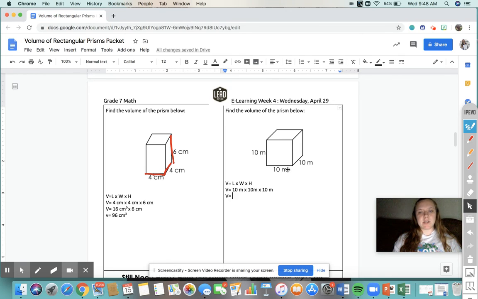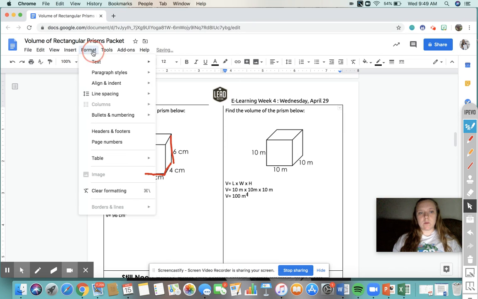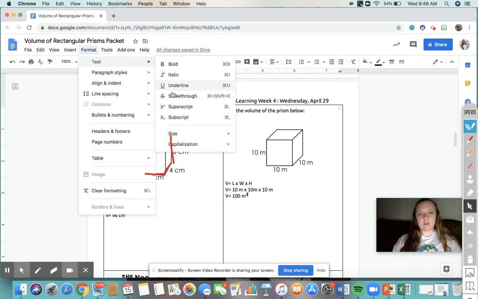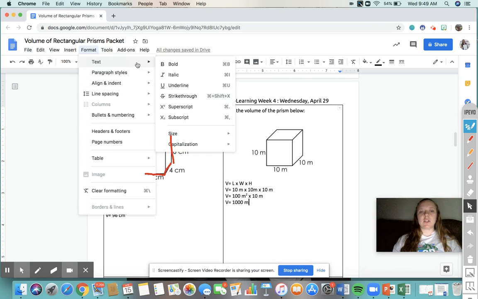All right, so now we're going to do 10 times 10. That should be easy. 10 times 10 is what? 100 meters. And we have meters times meters, which makes that meters squared. All right, so meters squared times 10 meters. So 100 times 10. Well, I know 1 times 1 is 1, and then I'm going to add in 1, 2, 3 zeros. So I'm at 1,000 meters. And then what should my final label be? Meters what? Meters cubed.